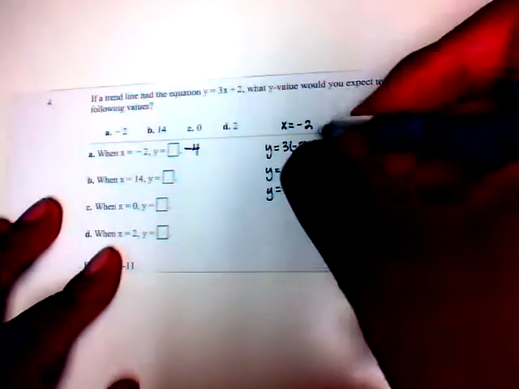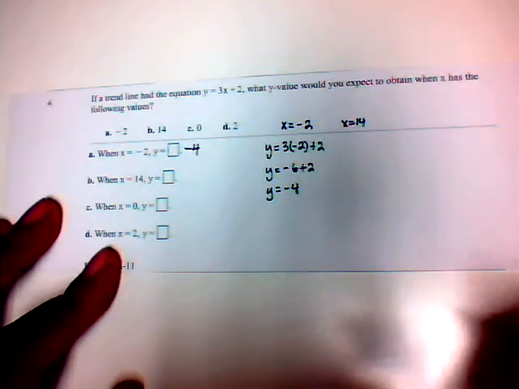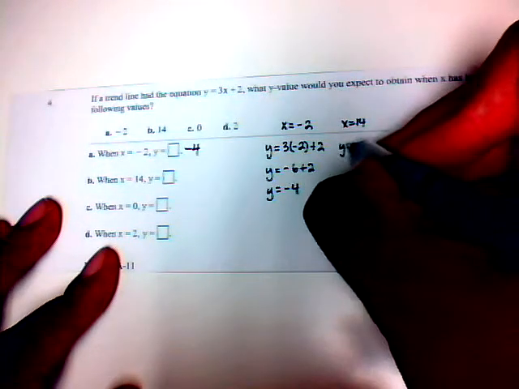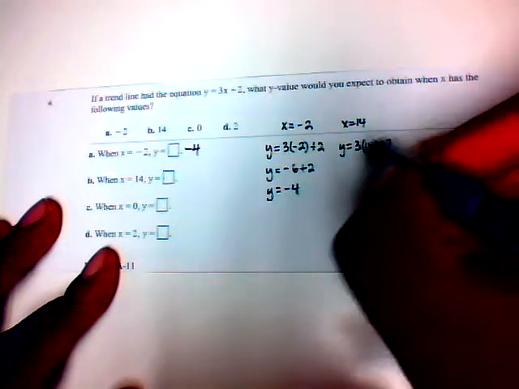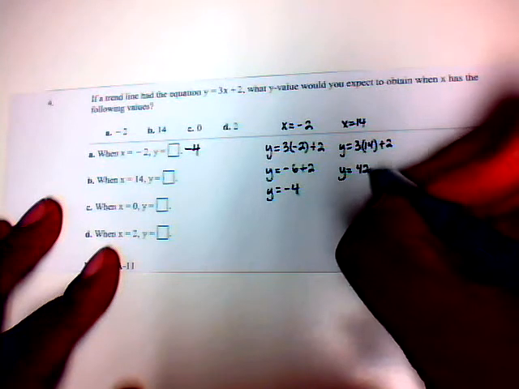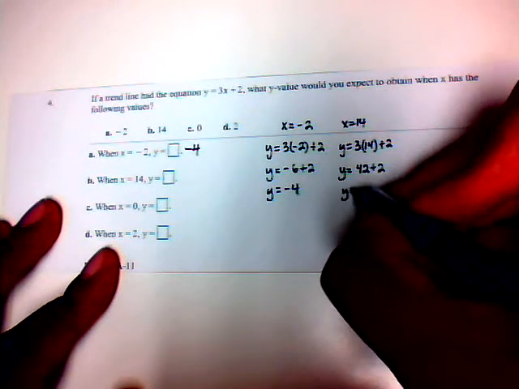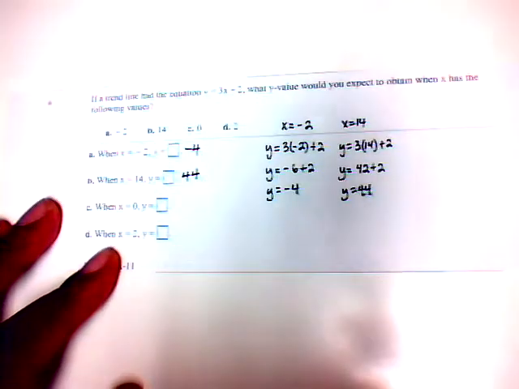And then part B, x is equal to 14. When x is equal to 14, you're just going to do y is equal to 3 times 14 plus 2. So 3 times 14 is 42. 42 plus 2 would be 44. So when x is 14, y is 44.